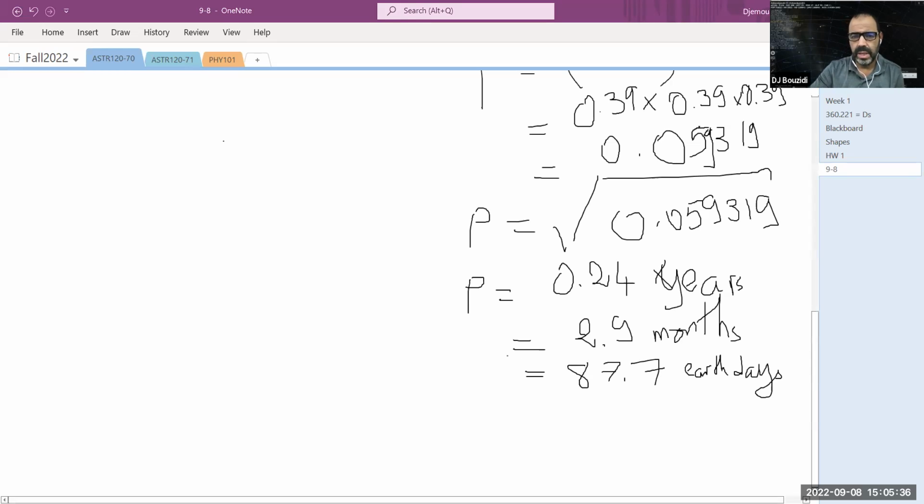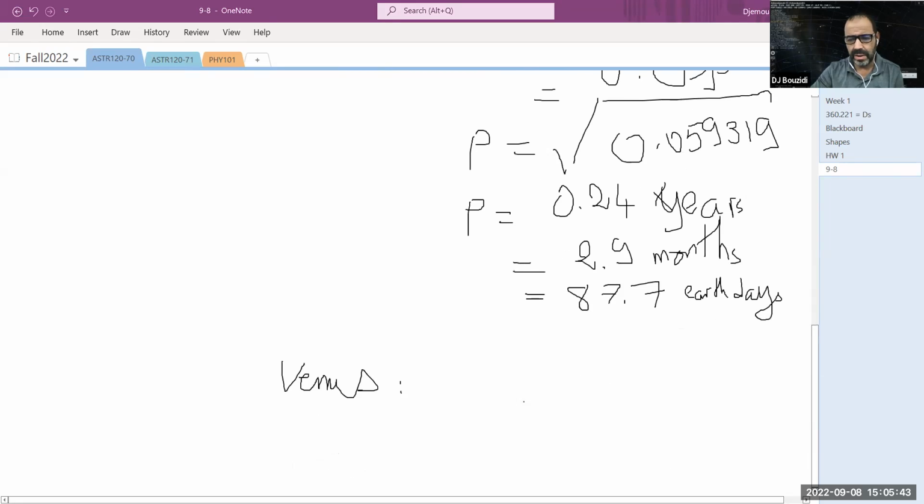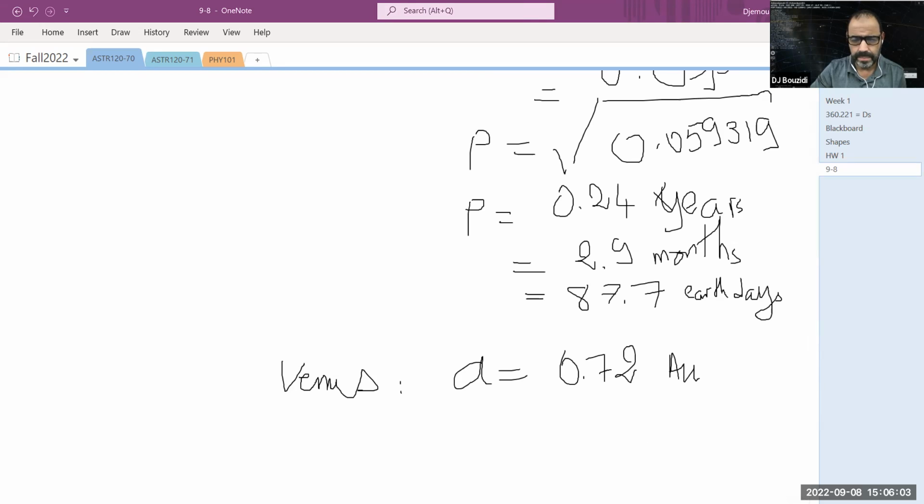Now I want to do Venus also so that you see the comparison. I'm going to do at least 2 more from the other side of the Earth, the planets that are further away. For Venus, A is equal to 0.72 AU. Let me make sure. Yes, Venus is 0.72. This is what we found last time.